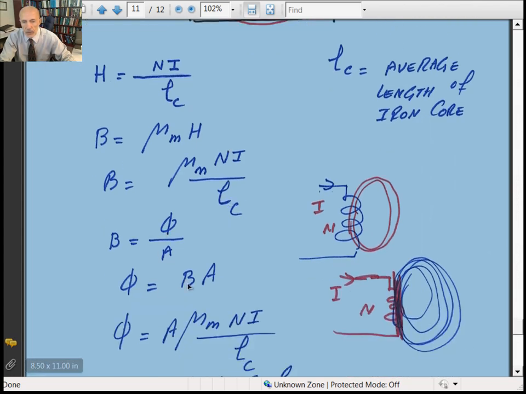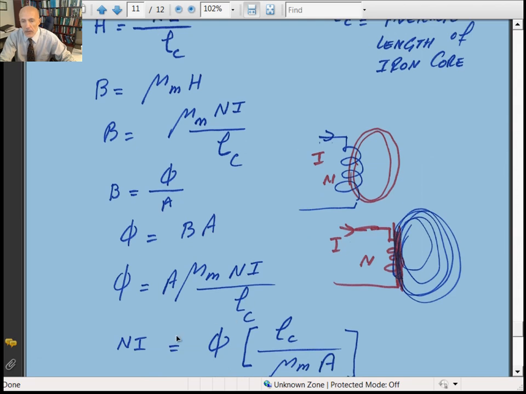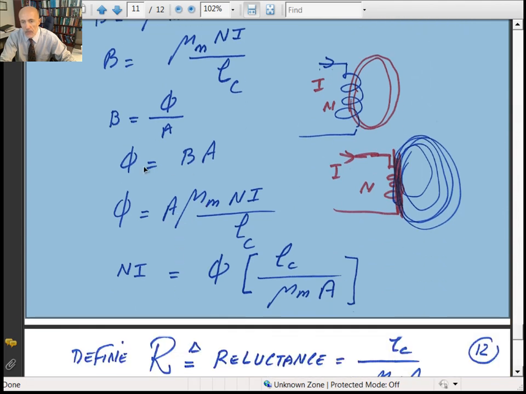So phi will be equal to B times A. We already have B, so we're going to plug the value of B from here to here. That gives you A times mu Ni divided by L sub C. I'm going to rewrite this. I'm going to take out Ni, which is equal to flux phi. Then you're left with L sub C times mu times mu sub m times A. So let's write this equation for the magnetic flux like that.